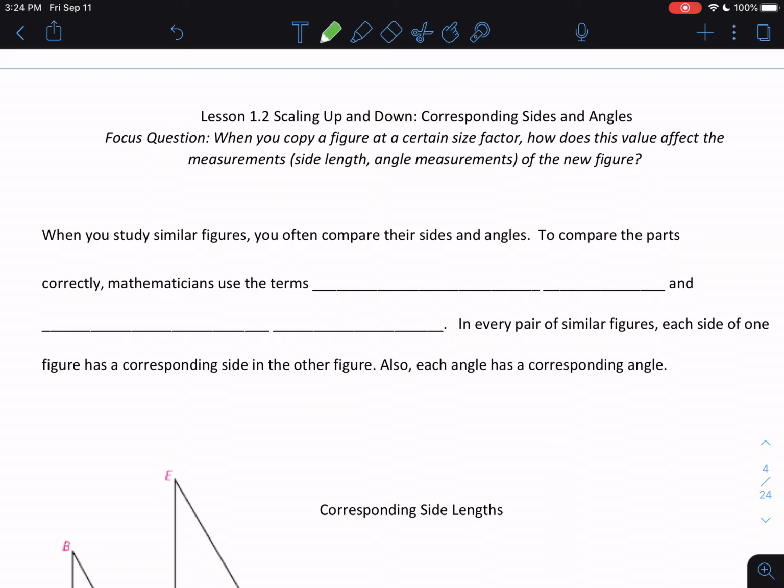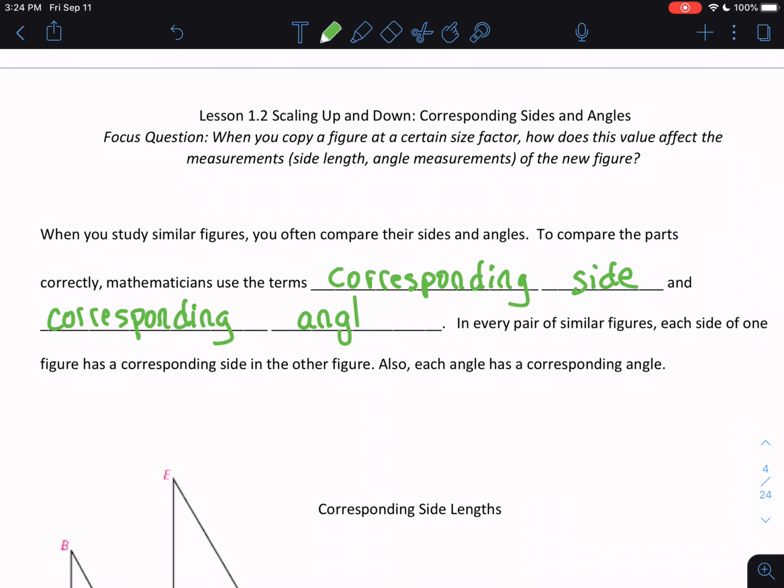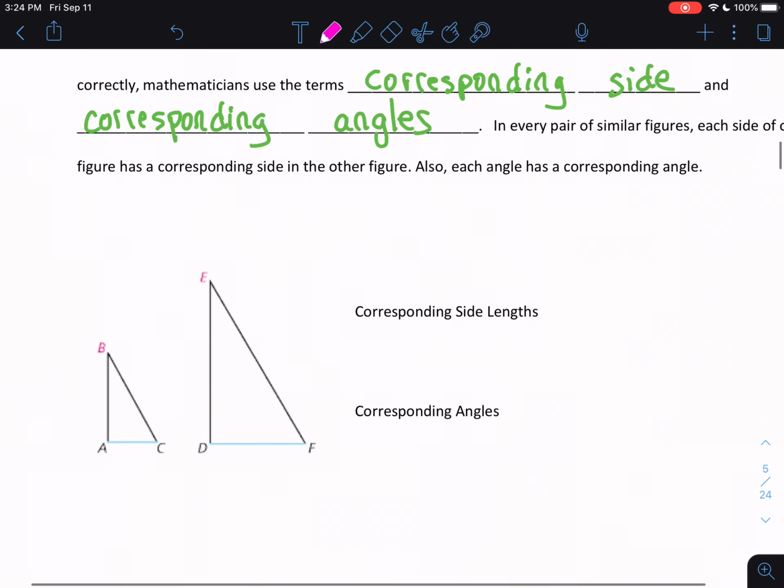Okay, so when you study similar figures, you often compare their sides and angles. To compare the parts correctly, mathematicians use the terms, and here are those words again, corresponding sides and corresponding angles. In every pair of similar figures, each side of one figure has a corresponding side in the other. Also, each angle has a corresponding angle. Okay, so let's now see what that really means in action.